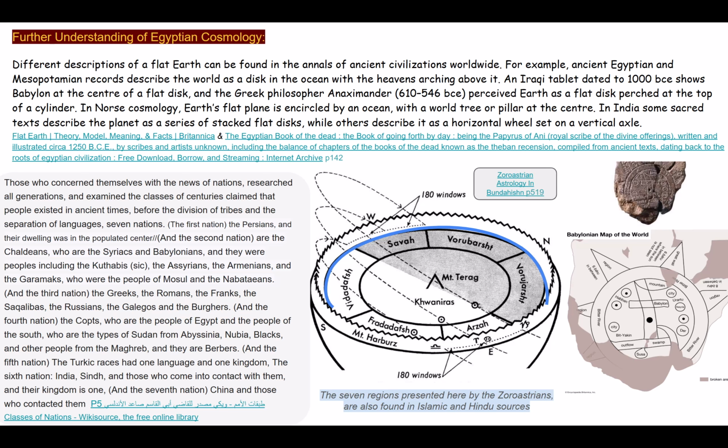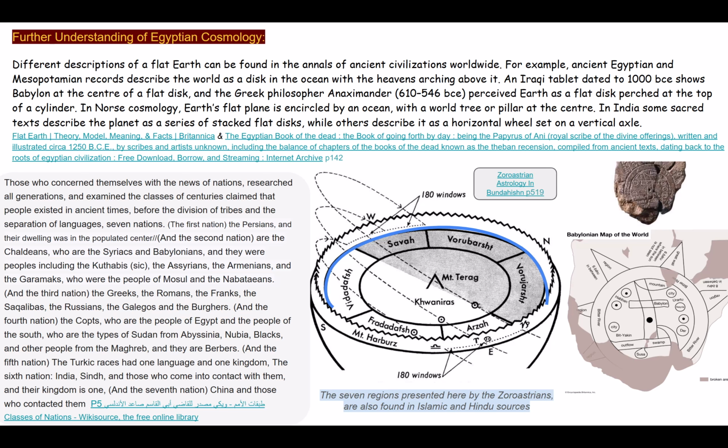An Iraqi tablet dated to 1000 BCE shows Babylon at the center of a flat disk, and the Greek philosopher Anaximander perceived earth as a flat disk perched at the top of a cylinder. In Norse cosmology, Earth's flat plane is encircled by an ocean, with a world tree or pillar at the center. In India, some sacred texts describe the planet as a series of flat disks, while others describe it as a horizontal set on a vertical axle.